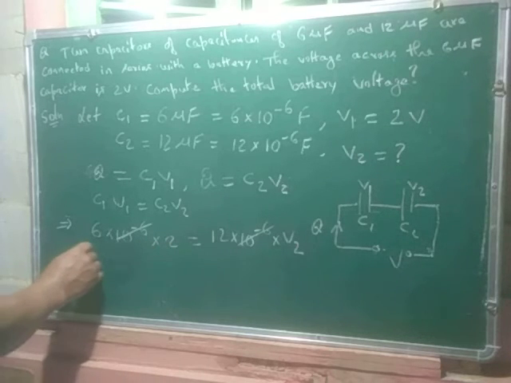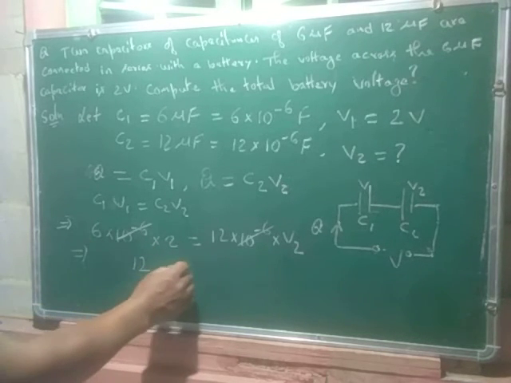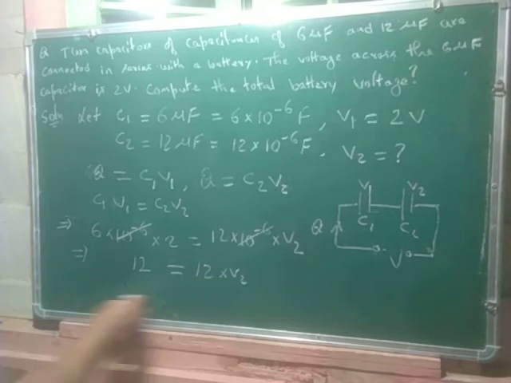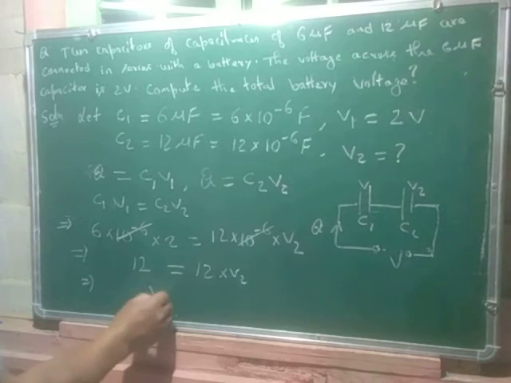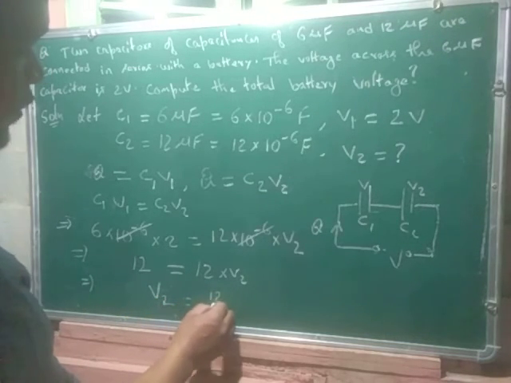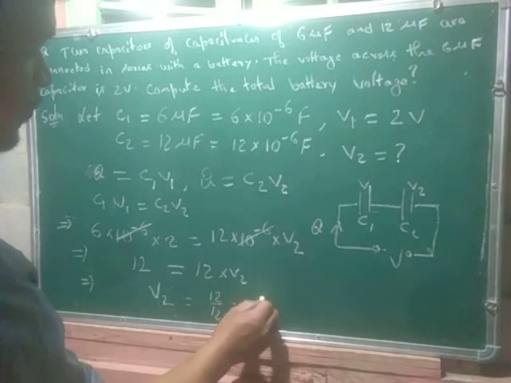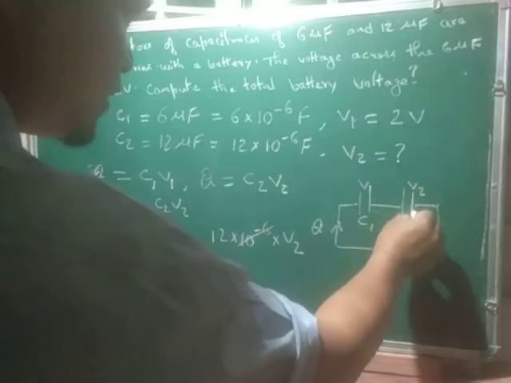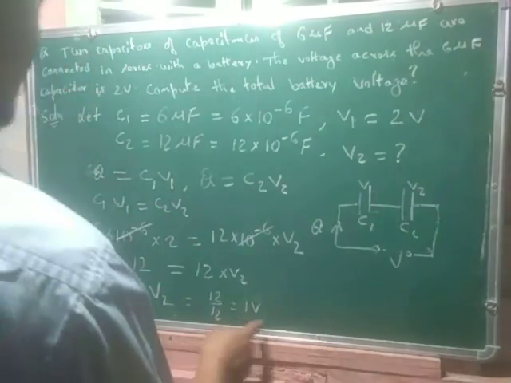Multiplying 2 with 6, you get 12. The right hand side becomes 12 times V2. So V2 will be equal to 12 upon 12, which means 1 volt. So the potential difference across the second capacitor is 1 volt.